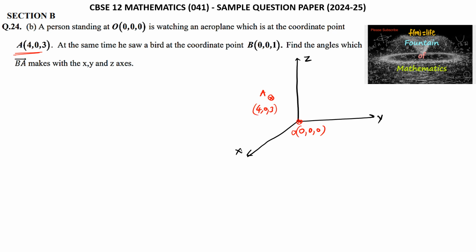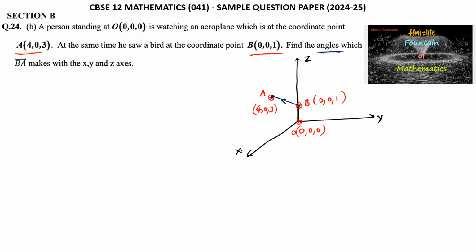At the same time he saw a bird at the coordinate point (0, 0, 1), which is on the z axis. So (0, 0, 1), say this is the point B, and now we need to find the angles which the BA vector makes with the x axis, y axis and z axis. Means we need to find the direction cosines of the vector with respect to the coordinate axis.